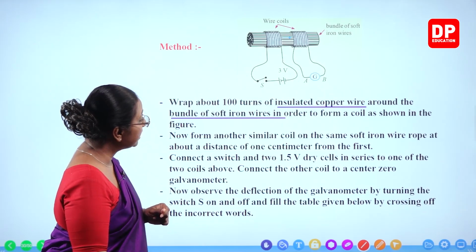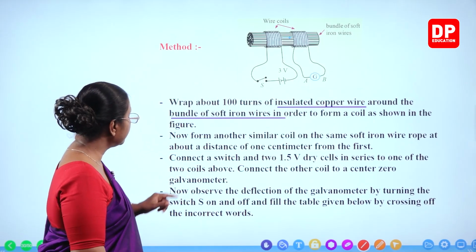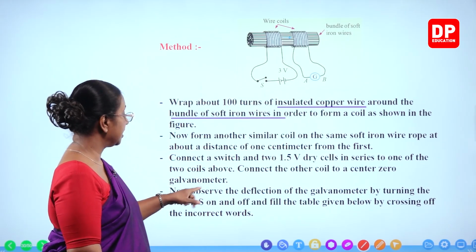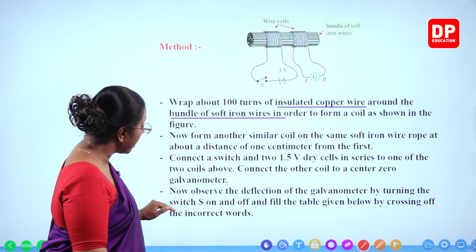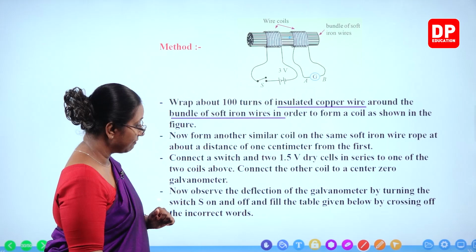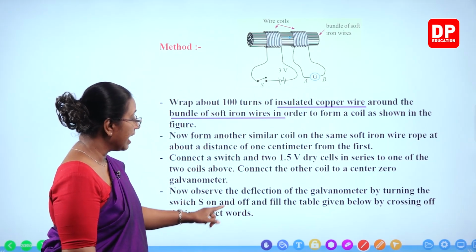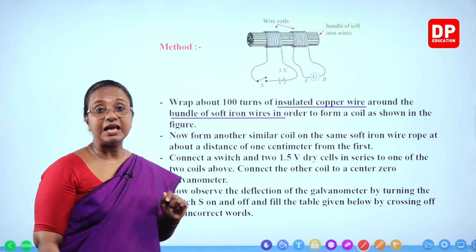Connect a switch and two 1.5 volt dry cells in series to one of the two coils above. Connect the other coil to a center zero galvanometer. So all what I explained. Now observe the deflection of the galvanometer by turning the switches on and off, and fill the table given below by crossing off the incorrect words.